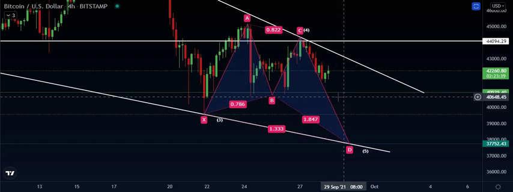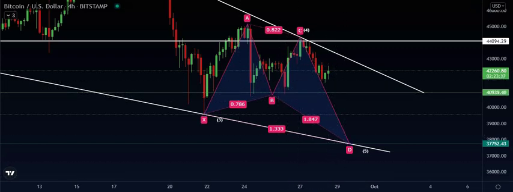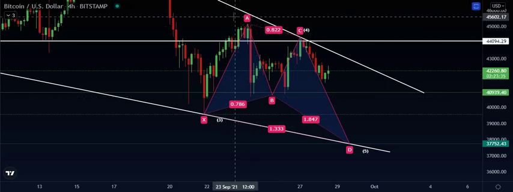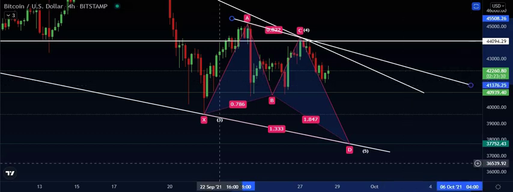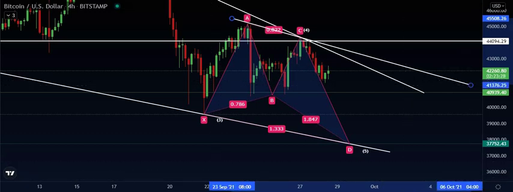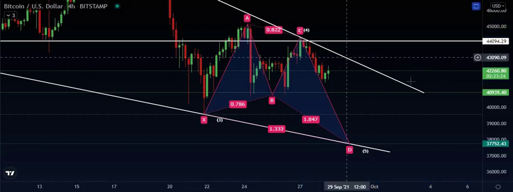All right, now we can also look at this from a different perspective. This can also be a descending triangle. You can consider this to be a descending triangle, which is a bearish pattern. So everything is still pointing down.